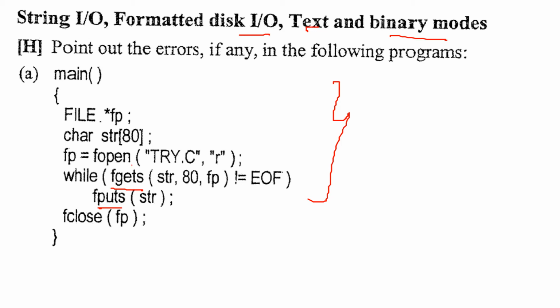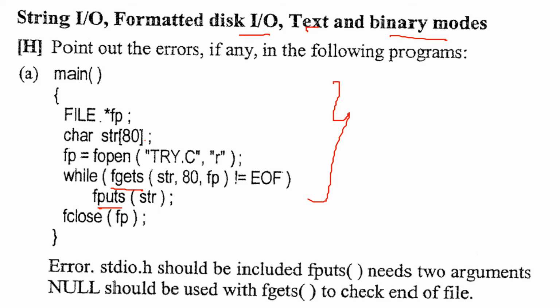First of all, we have to include the stdio.h. Then this fputs, it needs two arguments, not one argument. And here we need to use NULL for the end of file.